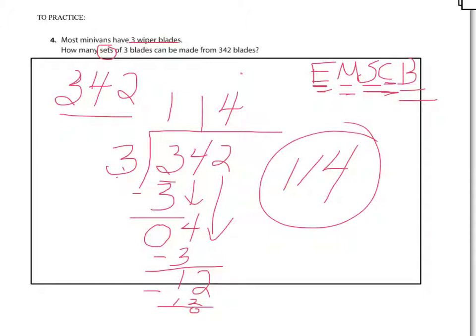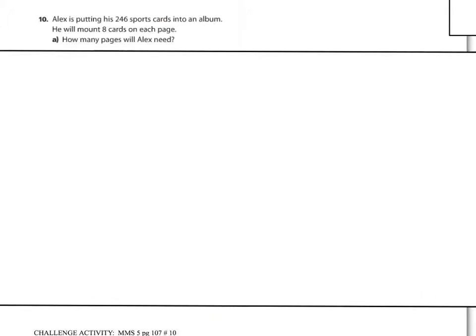Remember, you could have used repeated subtraction as well. Doesn't matter which process you use, you should have ended up with 114. If you did not, I suggest you go back and check where your error might have been. All right, let's take a look at our next problem.